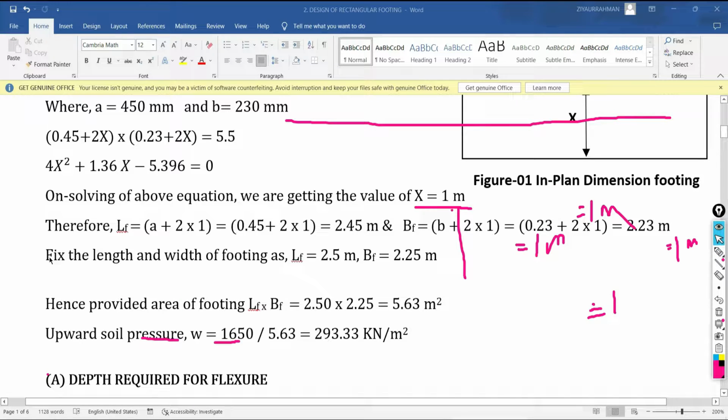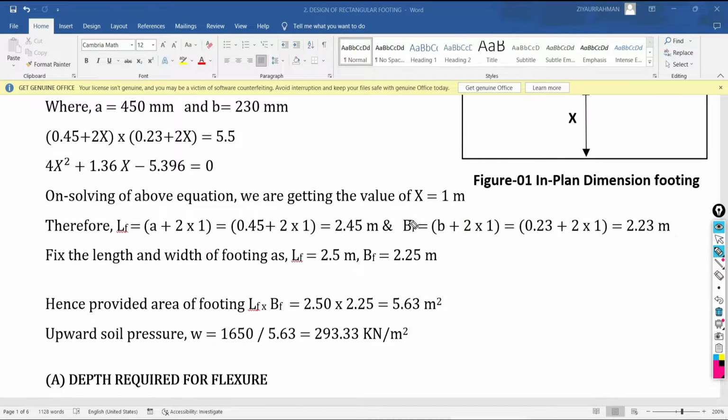Okay, so just come down, and here, length of the footing is finally going to become what? Length of the footing is equal to A plus 2 into 1, that is ultimately going to become 2.45 meter. Width of the footing is B plus 2 into 1. B is 0.23 plus 2 into 1 meter projection, that is going to become 2.23 meter. So length of the footing required is 2.45. Width of the footing is finally required as 2.23.